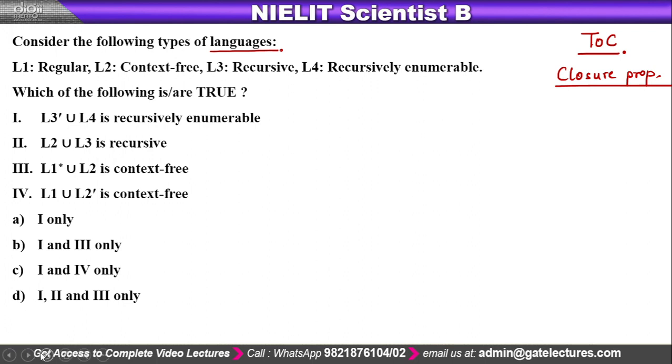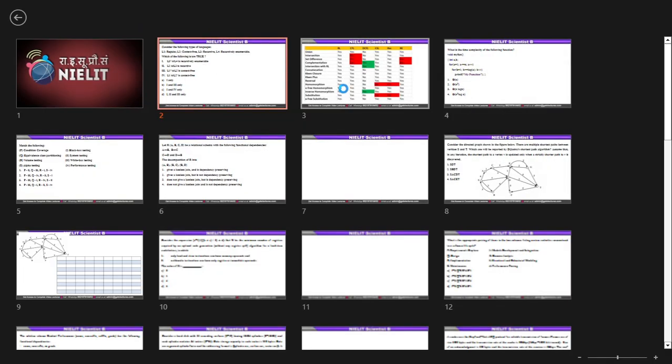So in this question, they have given you four languages, L1, L2, L3, L4, that is regular, context-free, recursive and recursive enumerable. And then they have given you a few operations, that is L3 complement, recursive complement union L4 is recursive enumerable, L2 union L3, L1 star union L2, L1 union L2 complement. So they have given you these statements and they're asking which of the following statements is true. So how will you do this? For doing this question, we have this closure property table.